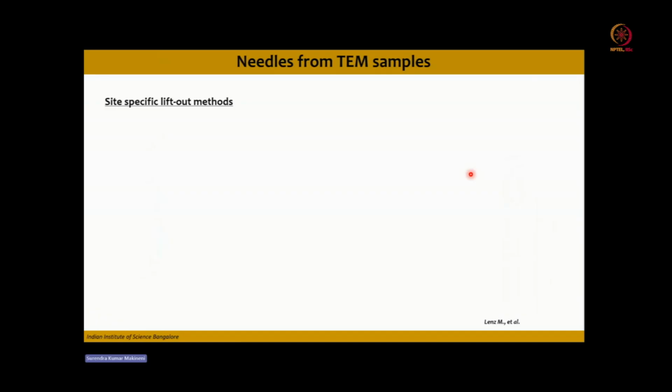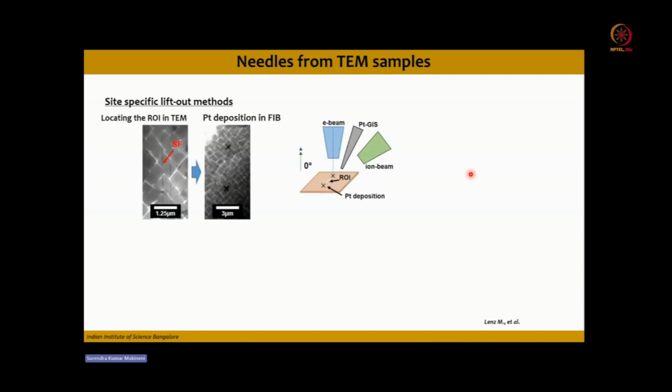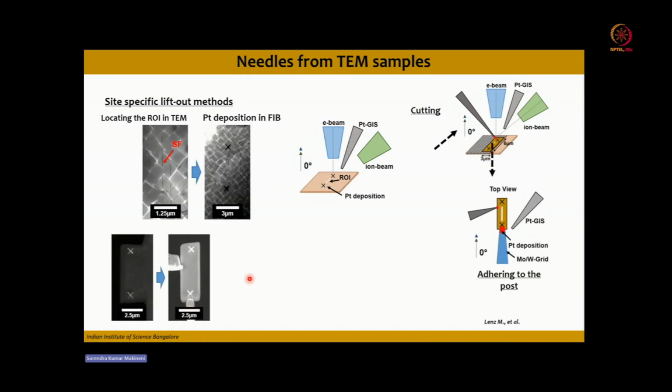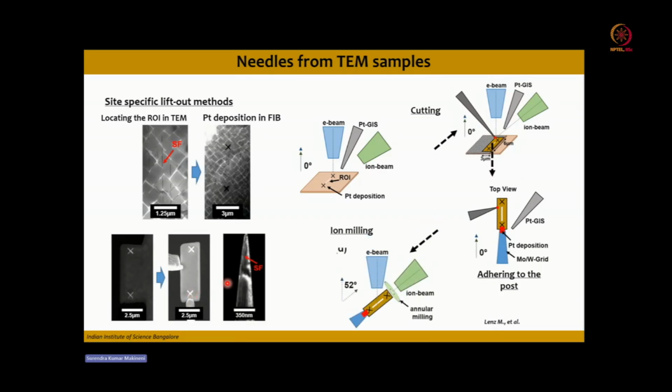Okay, and one more important point is, we can also make the needle specimen from TEM samples. So if you have a TEM sample, you can carry out the TEM analysis, both the atomic structure and the microscale analysis. Then by special ion beam methods, you can take out that sample region of interest from the TEM sample. You can paste it on the moly grid. Then you can use ion milling to sharpen the tip and to make the stacking fault present in the needle specimen or the sample region of interest. So you can make the needle specimen from TEM samples also.